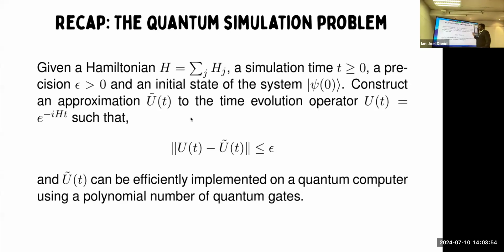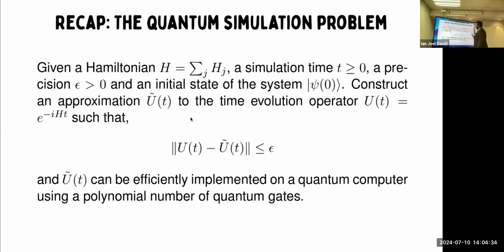The idea here is to construct some approximation u tilde of t to the time evolution operator u of t, such that the norm of the difference between them is bounded by the precision epsilon. So it means that u tilde of t approximates u of t. The other caveat is that the approximation should be efficiently implemented on a quantum computer using a polynomial number of quantum gates. This is where we left off last week, and this is just the most general way we can write the problem of simulating a closed quantum system.